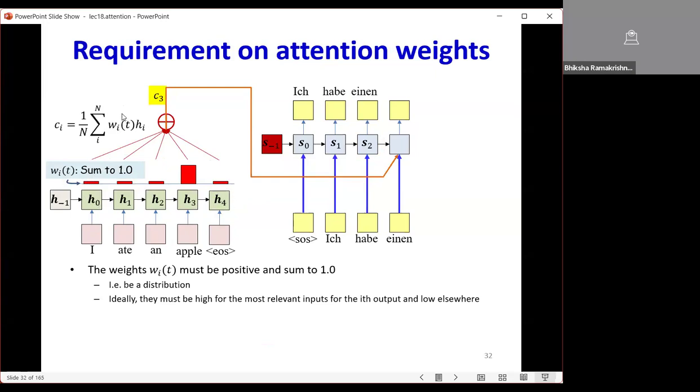And so whatever context vector you compute is going to lie in the same general region of the space as the hidden state values itself. It's not going to exceed the largest H value or become smaller than the smallest H value. Is this making sense? This requirement on W's.